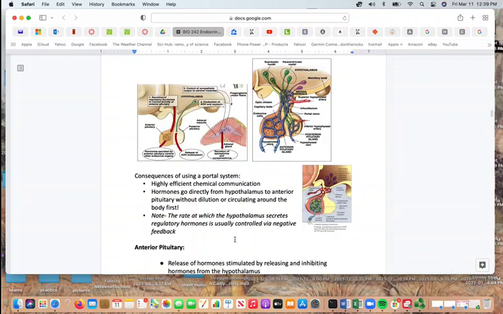So the rate at which the hypothalamus secretes the regulatory hormones is usually going to be controlled through negative feedback.